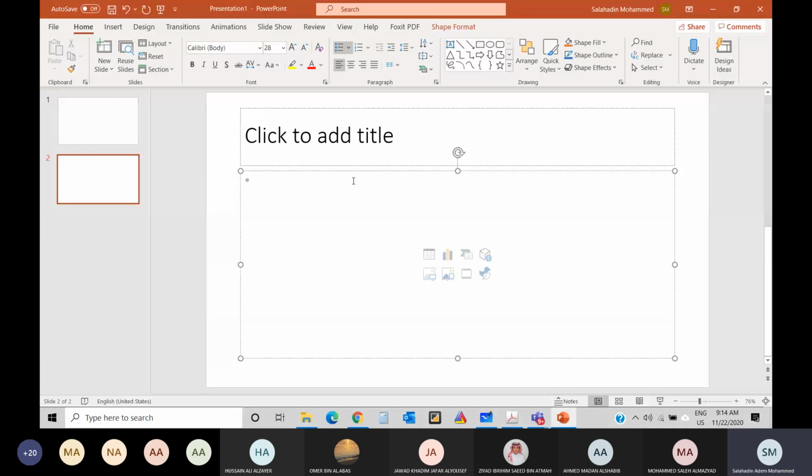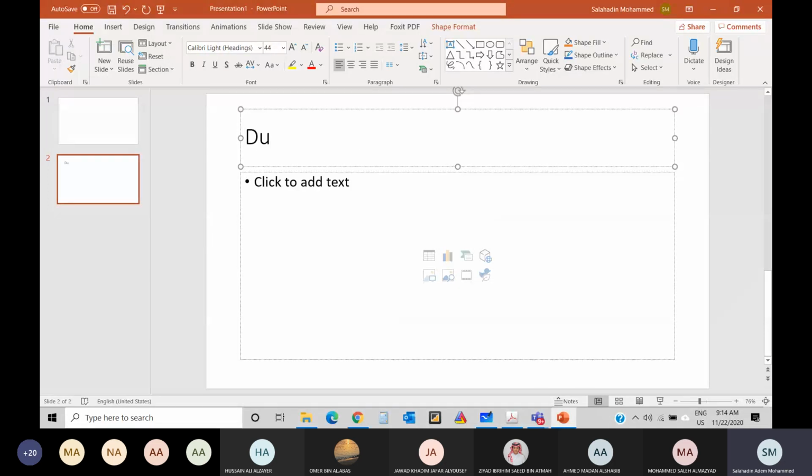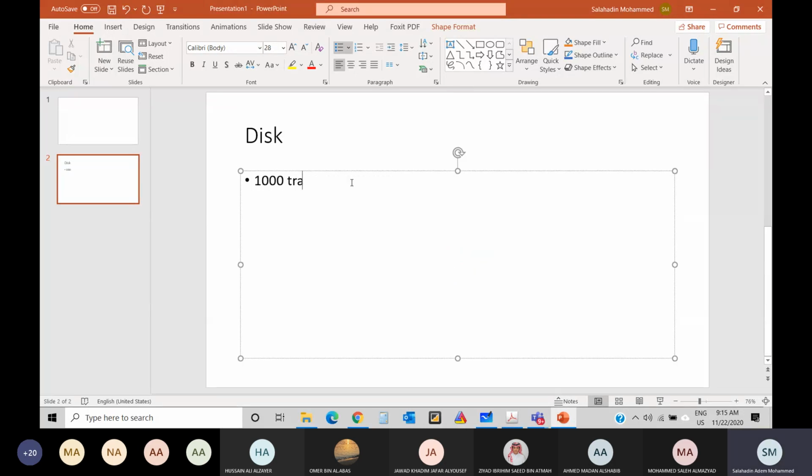Suppose I have a disk. It contains the following information. It has 10 CDs, or platters as we call them. 1000 tracks per platter, 100 sectors per track, and 256 bytes per sector.